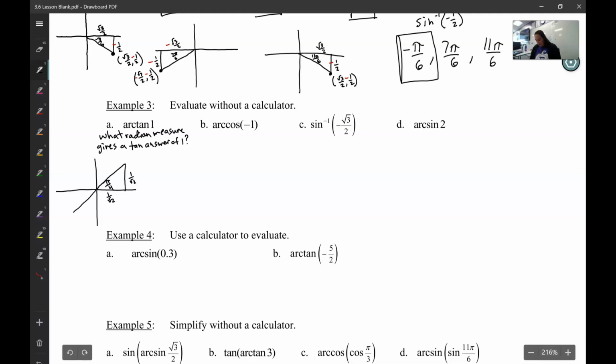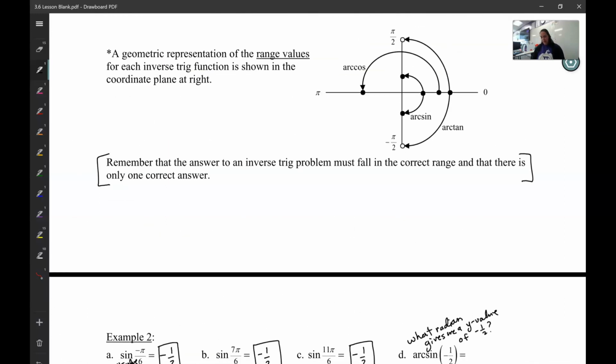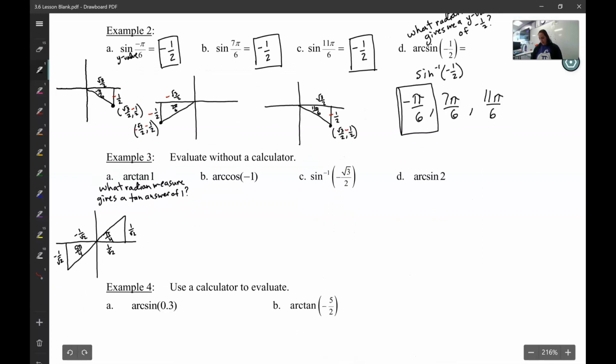But there's one other point on the unit circle that does that. And that's negative 1 over root 2 over negative 1 over root 2. That also gives you a tangent value of 1, and that value is at 5 pi 4. So both of these are radian measures that give a tan answer of 1. But remember, we have our restriction. Tangent is only between negative pi halves and pi halves. So that means the answer I really want is going to be pi 4. That's the one between that restriction.